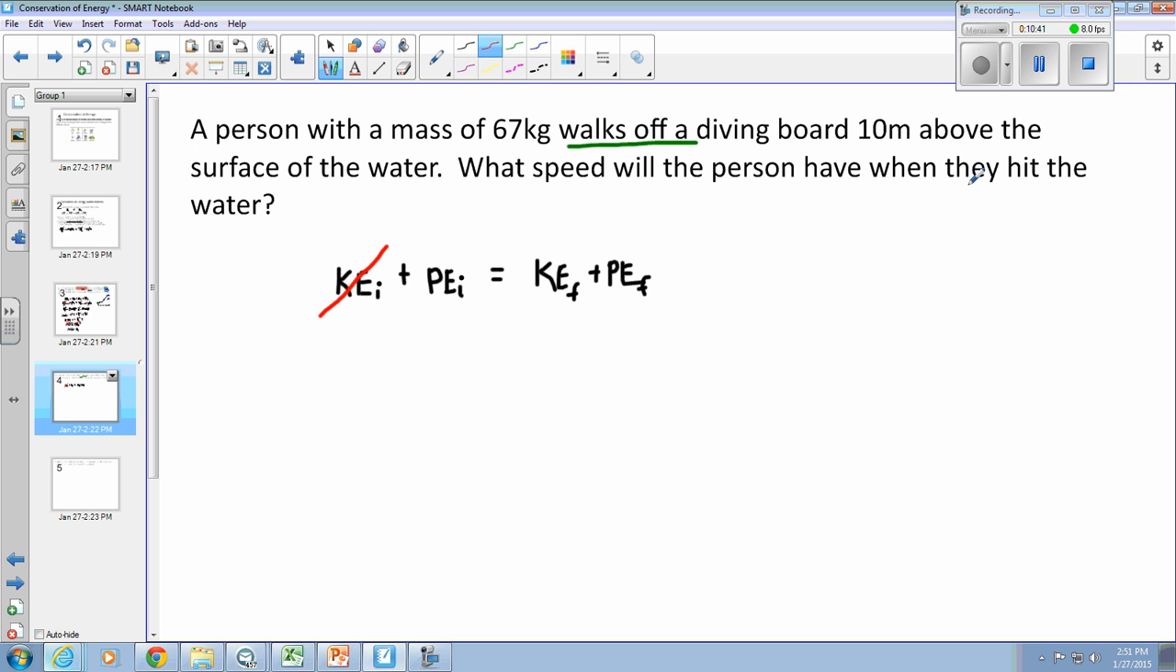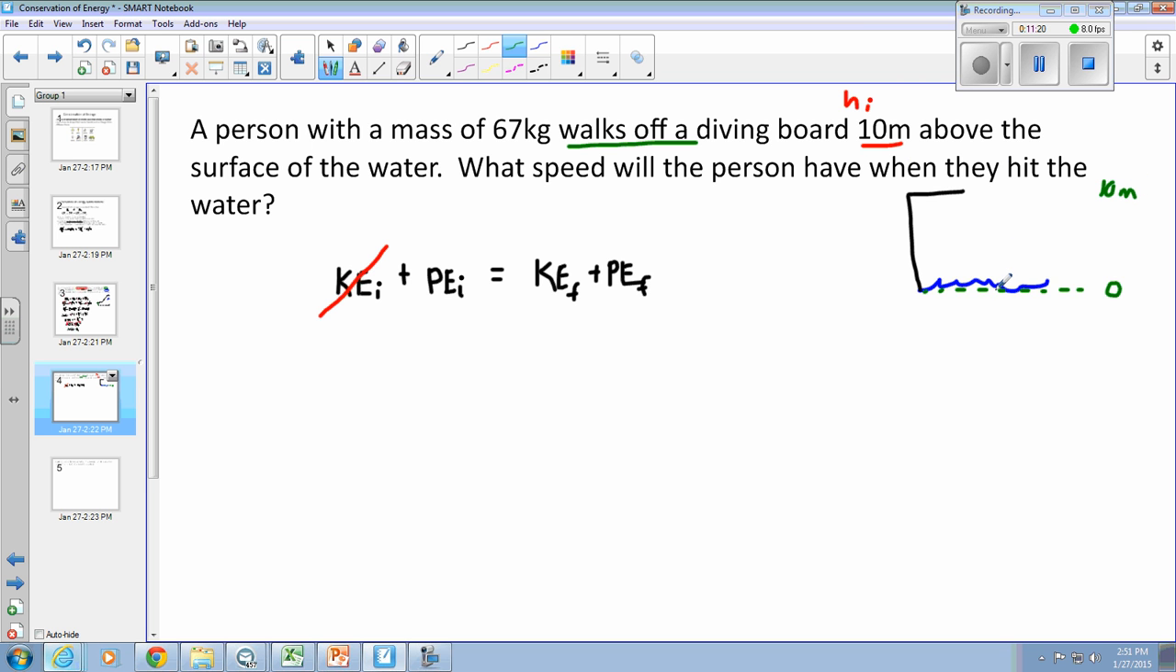Now, you can pick the reference point as the surface of the water, okay? Because then your height for the initial potential energy is going to be 10. This is going to be your initial height. HI, not high. So let me do a quick drawing here. Water, diving board. We pick the water as our 0 energy line. And this diving board's at a height of 10 meters.